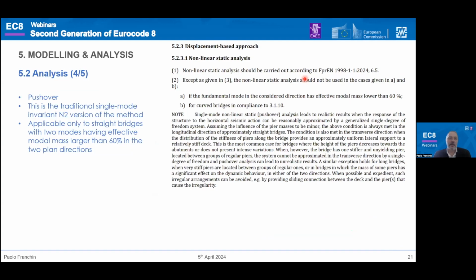Finally, almost done, the nonlinear static analysis and nonlinear response history analysis, which are the analysis methods used to implement the displacement-based approach, meaning design with verifications in terms of displacement for ductile mechanism and forces for brittle mechanism. This is the usual, well-known single-mode invariant N2 pushover method. It can only be applied to straight bridges, so not curved more than 25 degrees, so small curvatures are okay, and with modal mass larger than 60% in the two plane directions.